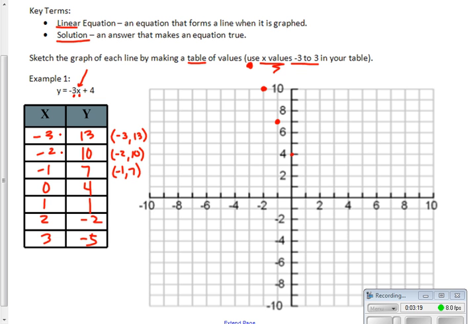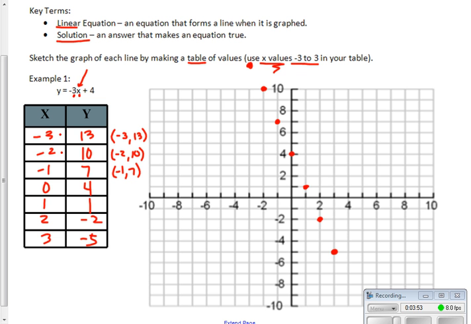0, 4. 0 is telling me I don't move any direction, then I need to move up 4. 1, 1. 2, -2. And finally 3, -5. Now I should have all those in a line, and remember everything today is a linear equation, so everything will make a straight line. If you have a point that is way off and it's not going to be in that line, you've figured out your table of values wrong, or you plotted wrong. So everything should fall in a straight line.